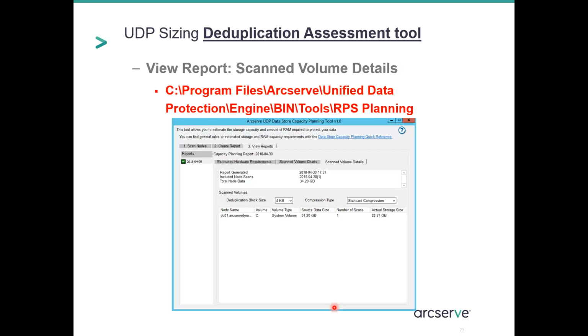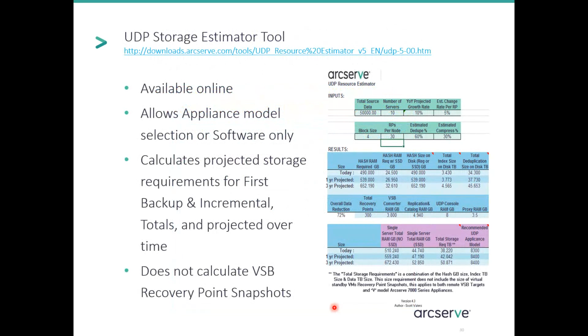So, this tool provides a lot of great detail on what we're looking to invest in and protect. With that information, we can now utilize our second tool. This is our online tool, which you can find at our support website. This is a UDP resource estimator tool, storage tool, whatever you want to call it. Basically, it provides a way to enter some inputs and ascertain what you need from a storage perspective. It will also spit out an appliance recommendation if you need one.